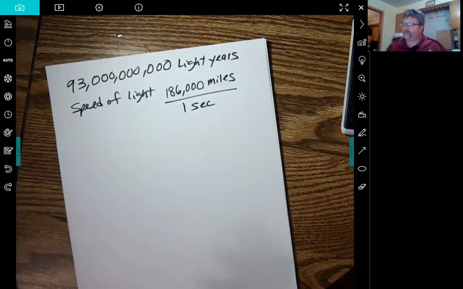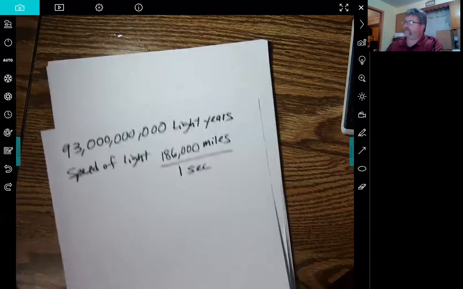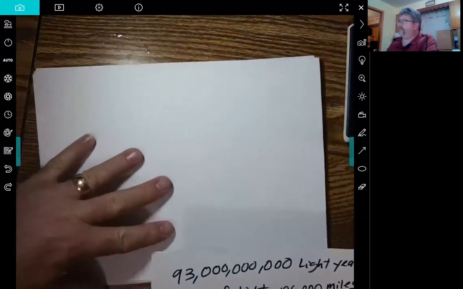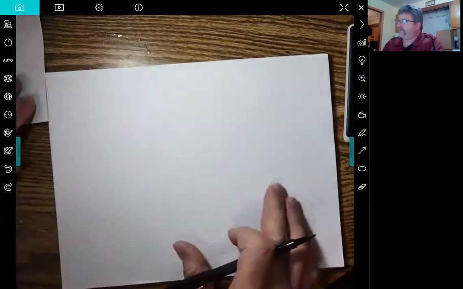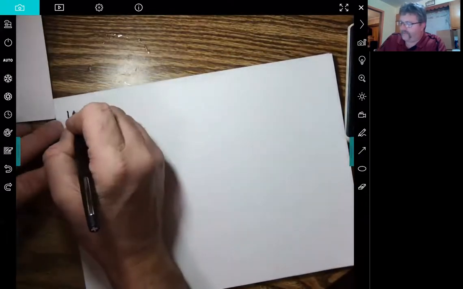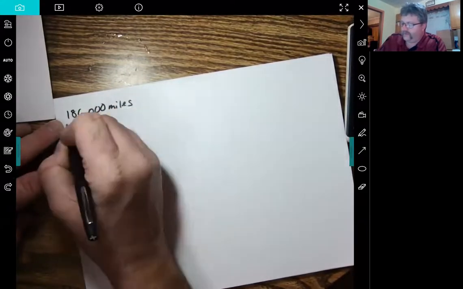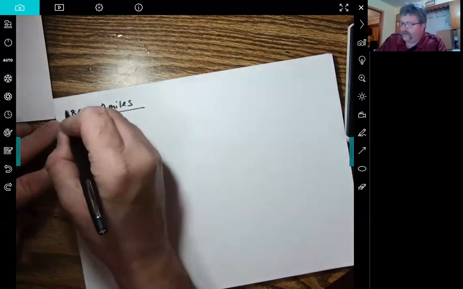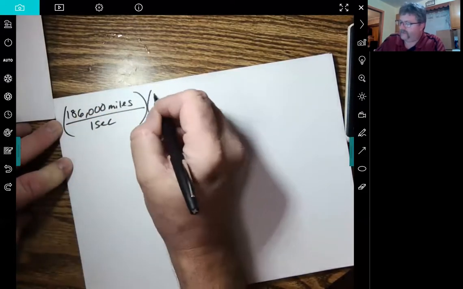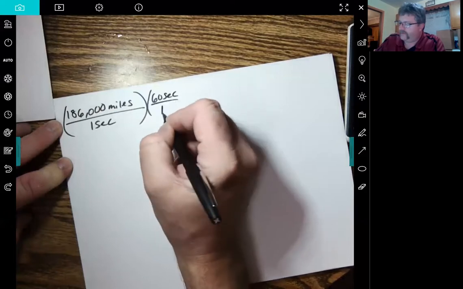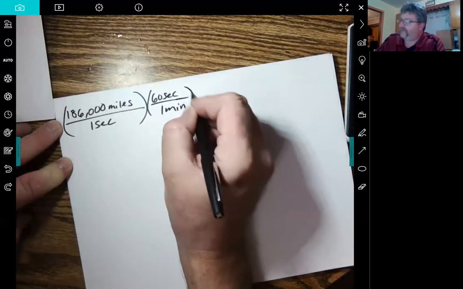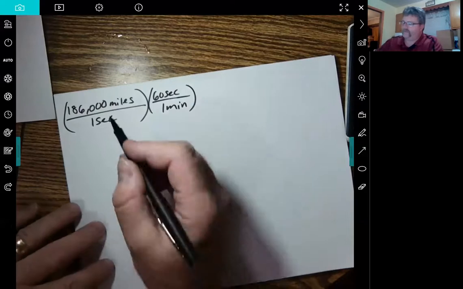So how can we do this calculation? I want to know how many miles that is, and not how many light years. Yeah, there's a conversion from light years to miles, but that takes all the fun out of it. Let's do it ourselves. I'm going to turn this pad around to give me a little more room. If I take 186,000 miles per second, well, that's 1 second. I know there's 60 seconds in a minute, right? So if I multiply by 60, my units of second cancel.